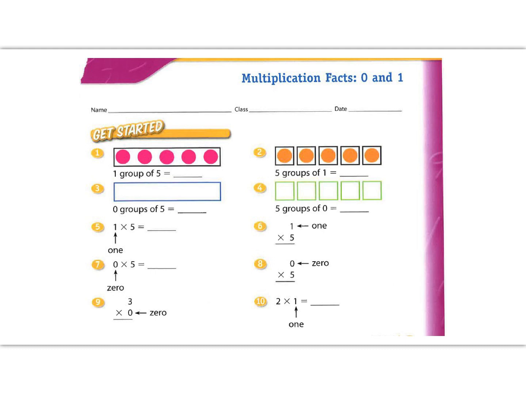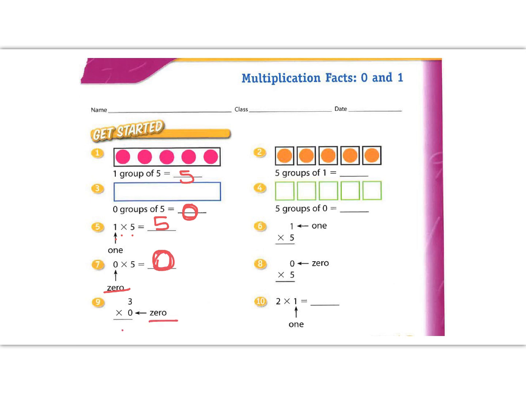So if we look here at number 1, we have one group of 5. So one group of 5 is 5 because it's like you're multiplying it by 1. So you would write 5 right there. If you have 0 groups of 5, you get 0. So 1 times 5 equals 5. 0 times 5 equals 0.